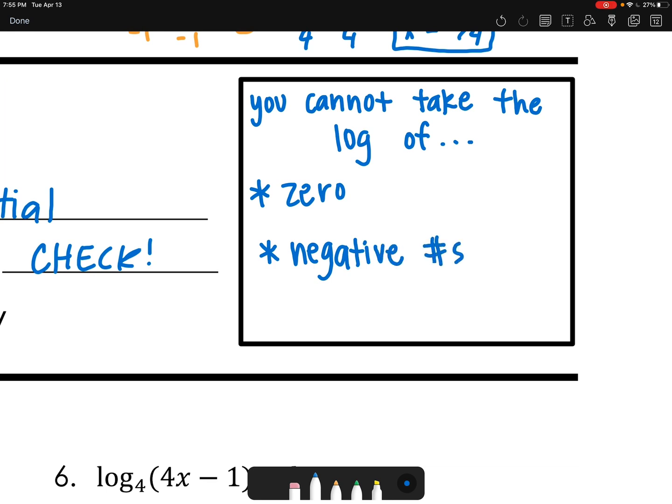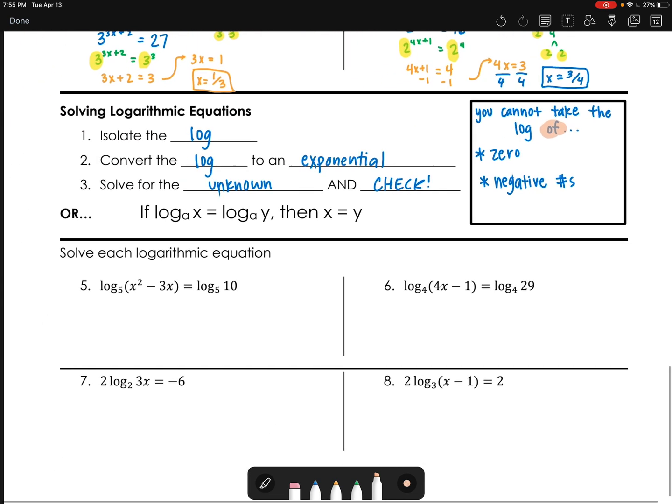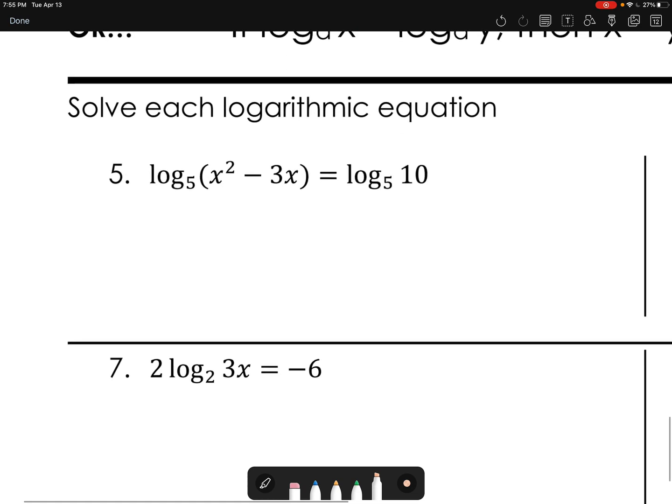Okay? And so I intentionally said "of" here because it can equal a negative number, but it's just that your argument, or what is in parentheses attached to the log, cannot be 0 or a negative number. Okay? Okay, let's practice a little bit here.